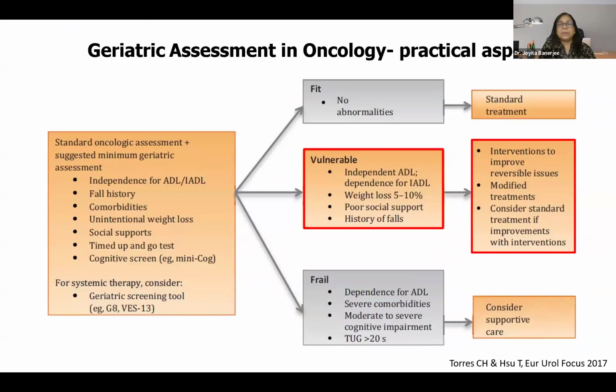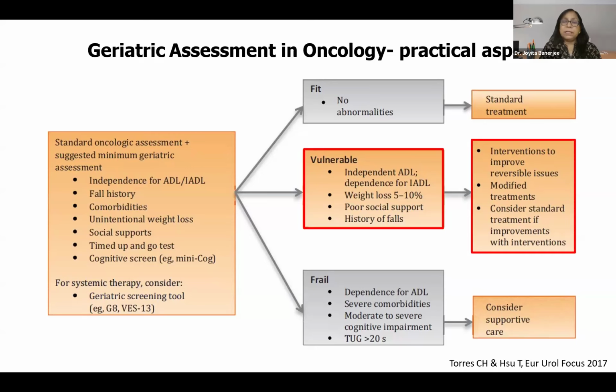Now, the practical aspects: how can we use a geriatric assessment? In an oncology clinic, in addition to the standard oncology assessment, the minimum geriatric assessment that can be done, the minimum domains that we should look into, is the functional domain. We have to see whether the patient is independent, look for independence in ADLs and IADLs. If there is a fall history, there are comorbidities, unintentional weight loss, to understand whether there is a nutritional deficit. Social support is very much required when drawing out a care plan for an older adult with cancer.